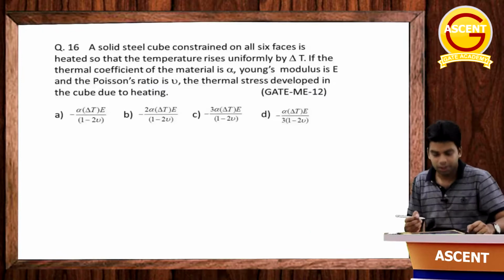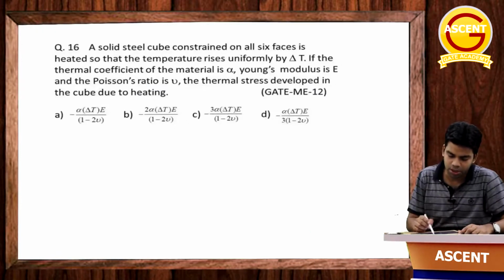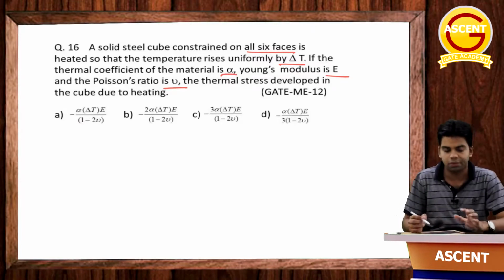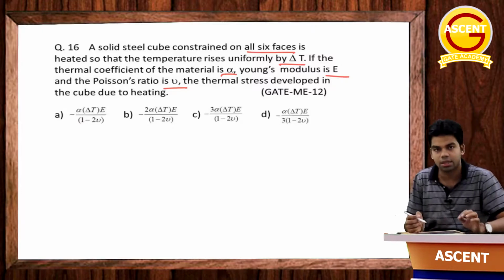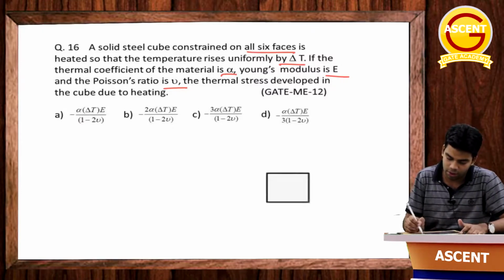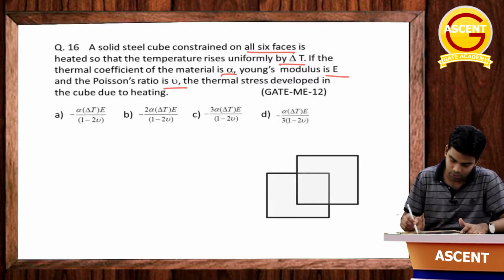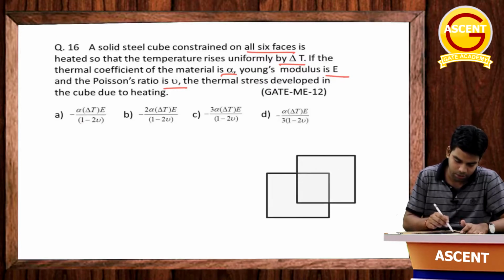That's it. Okay. Next question says a solid steel cube constrained on all 6 faces is heated so that the temperature rises uniformly by del T. If the thermal coefficient of material is alpha, Young's modulus is E, and Poisson's ratio is mu, the thermal stress developed in the cube due to heating is. Okay. So what it is said in the question, we are having a solid steel cube which is constrained from all the 6 faces. Okay. So first I will draw the solid steel cube. Constrained from all faces.